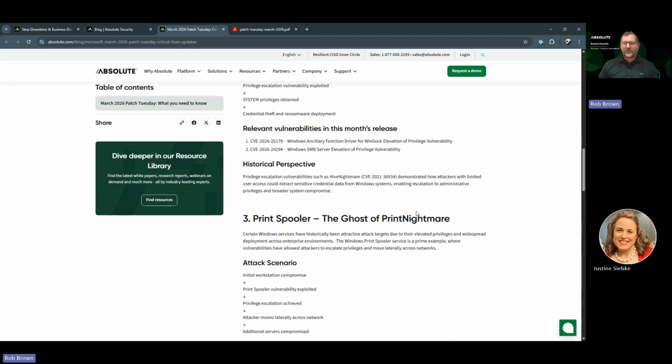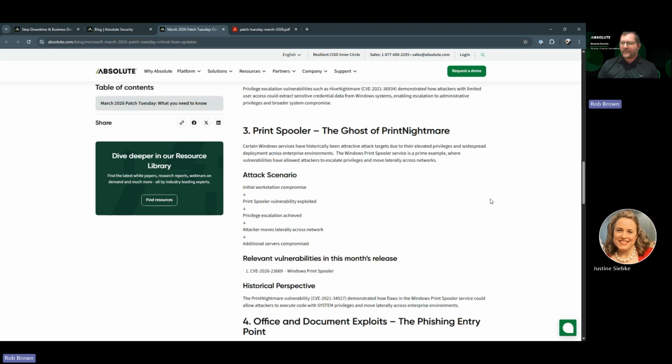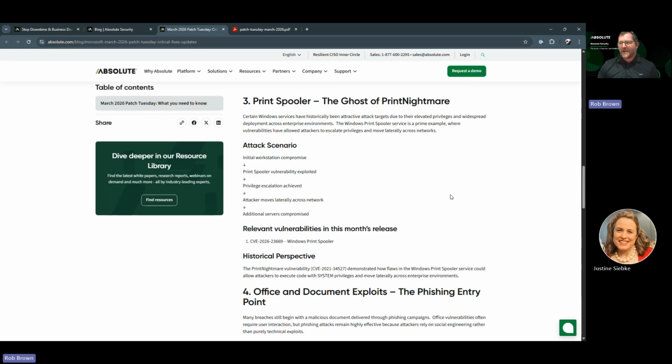Isn't it interesting how they always call them nightmares? Of course, for IT, it absolutely is. Next one is called the print nightmare, the ghost of print nightmare, the print spooler. Now, Windows services have always been used in attack, especially services that are on lots and lots of systems. In this case, Windows 10, Windows 11 operating system.